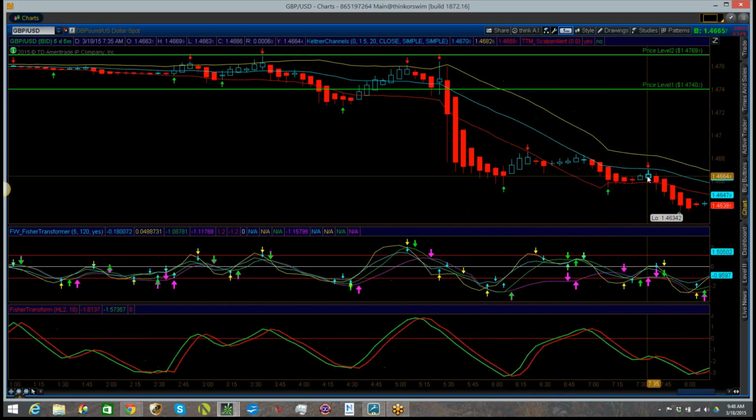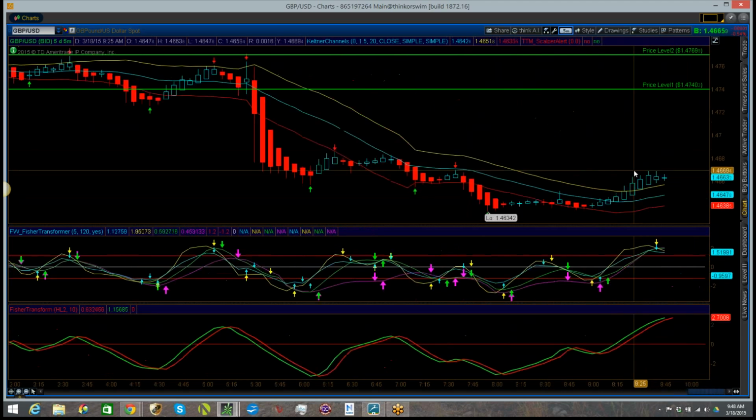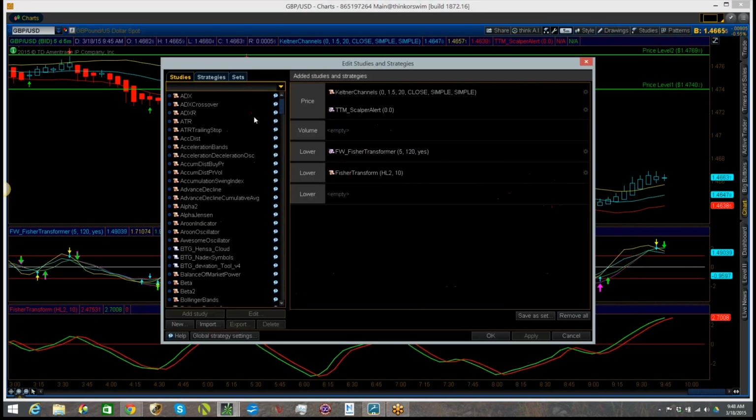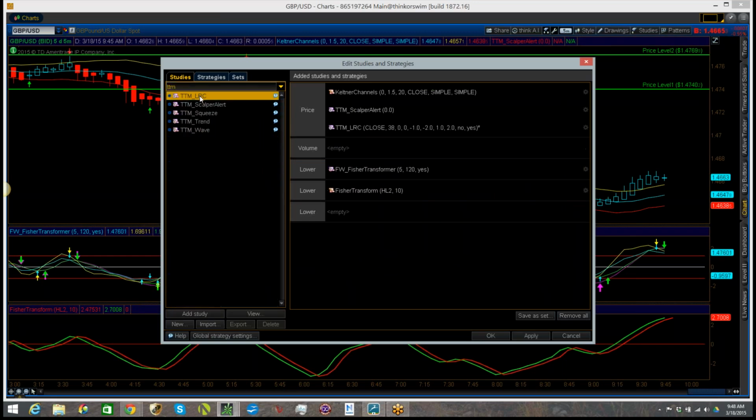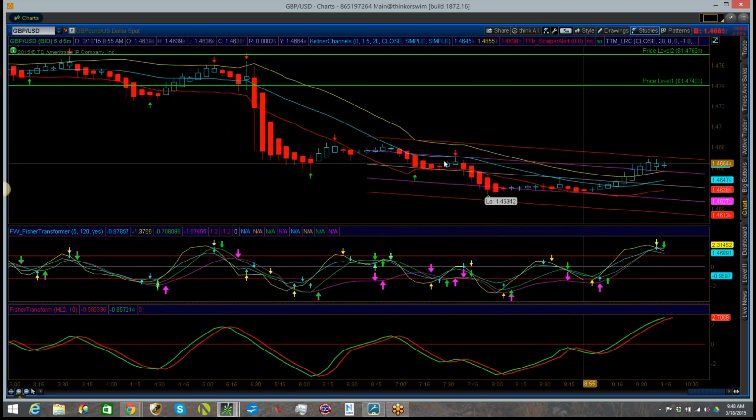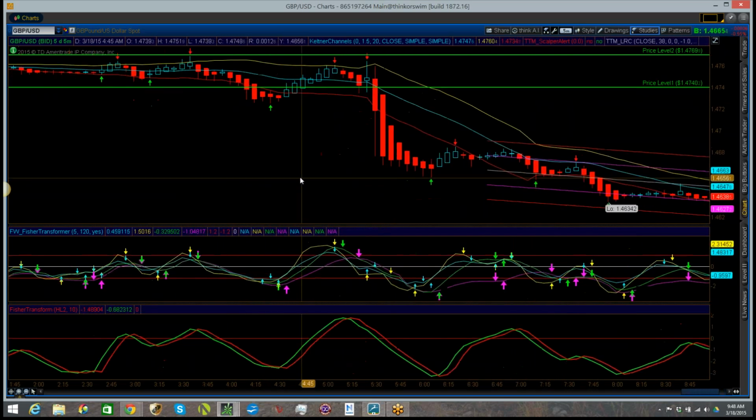The Keltner is pointing down, and if you want to see another indicator that is good for the trend, you go and look at the TTM and select the LRC. You look at the LRC, and it will tell you this is slightly going down. But if it was early in the day, you would see the arrows going down tremendously at a 45-degree angle.